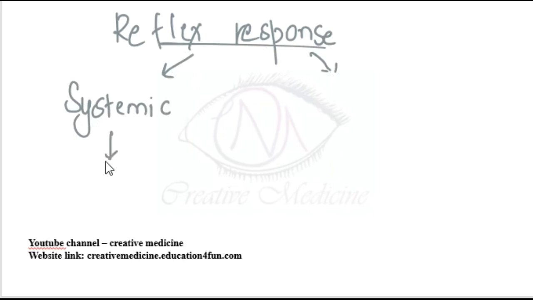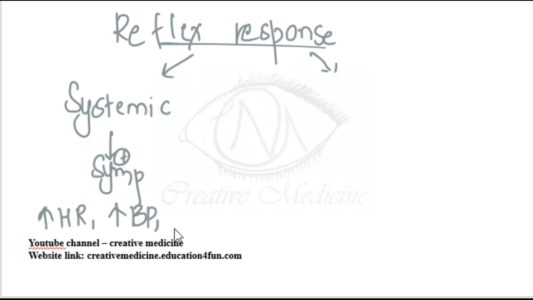This sympathetic system will cause tachyarrhythmias, that is increased heart rate. It results in increased blood pressure, that is hypertension. It causes increased intracranial tension. The local symptoms include laryngospasm.